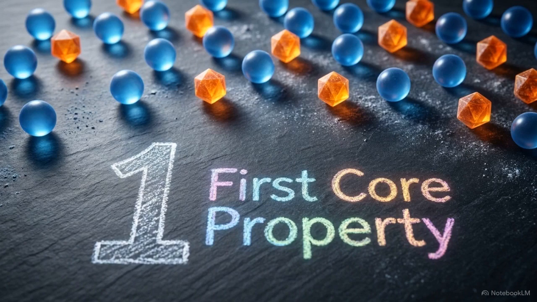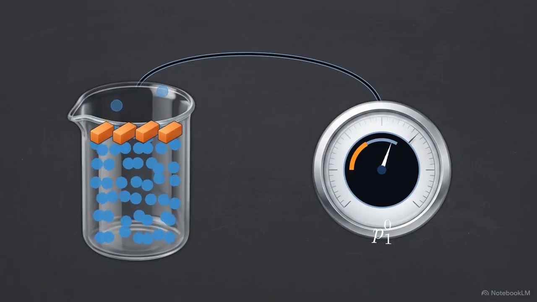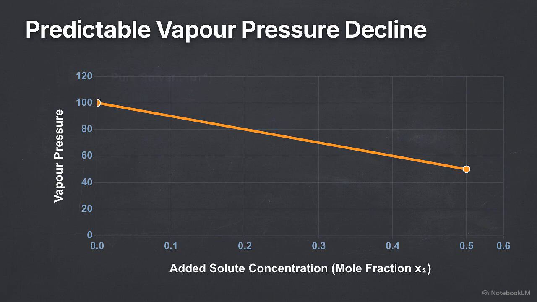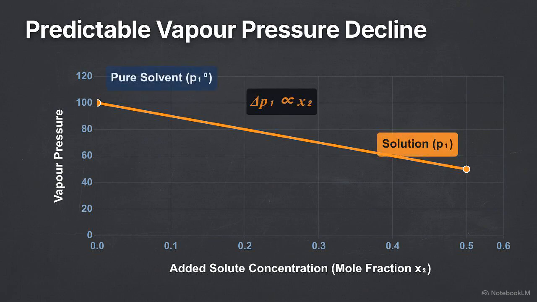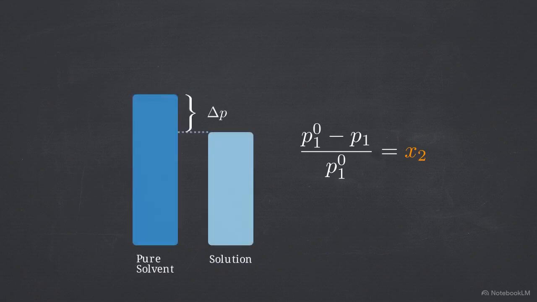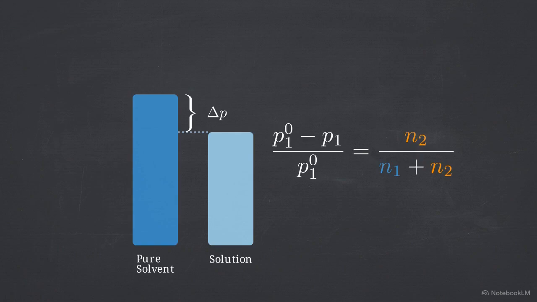This physical crowding leads us to our first specific property, the relative lowering of vapor pressure. Since fewer molecules can reach the air, the pressure above the liquid drops. This creates a mathematically predictable relationship that allows us to calculate exactly how the solution's properties will change. We track this change using the mole fraction of the solute, x2. The relative drop in vapor pressure, the pressure of the pure solvent minus the solution, divided by the pure pressure, is exactly equal to that mole fraction.